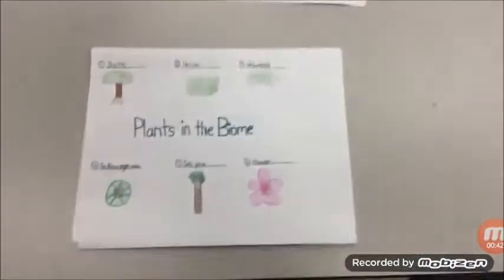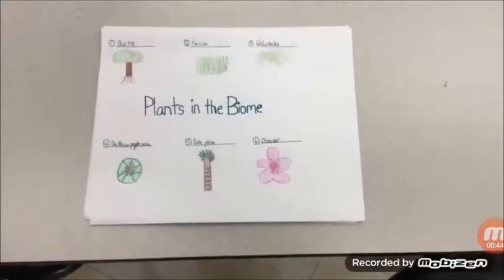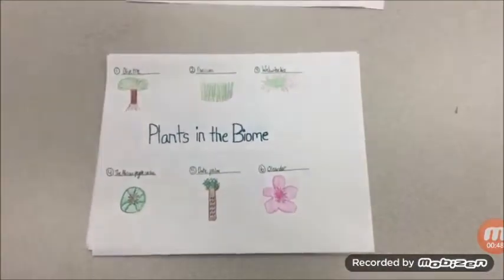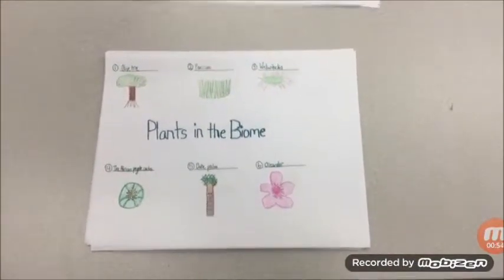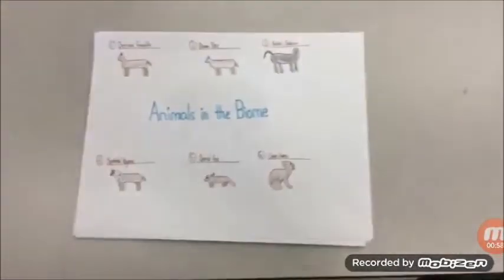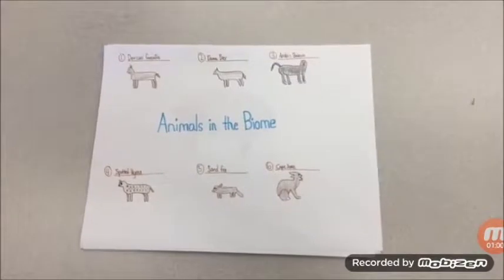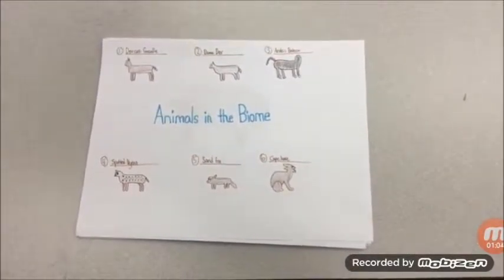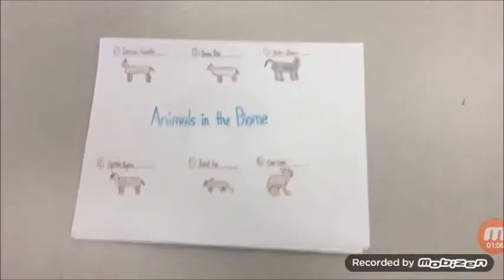Some plants in the Sahara Desert are the olive tree, the panicum, the Welwitschia, the African peyote cactus, the date palm, and the oleander. Some animals in the Sahara Desert are the Dorcas gazelle, the Dama deer, the Anubis baboon, the spotted hyena, the sand fox, and the Cape hare.